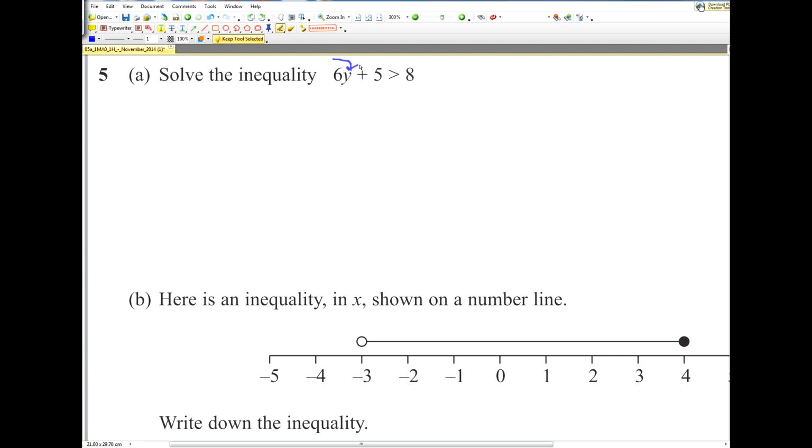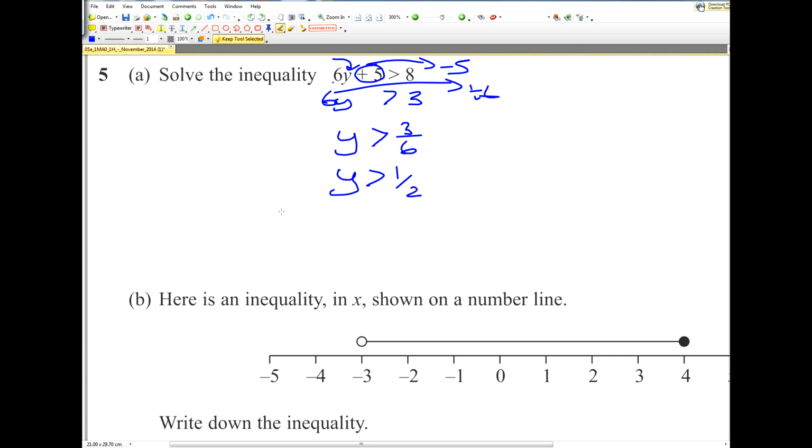So we start at the y. So the y has been what? The y has been multiplied by 6 and added by 5. First action, second action. Opposite of add 5 is? Minus 5. So 6y is greater than 3. So that should be the first one. Well done, Mr. Saad. That looks good. Now, opposite of times by 6 is? Divide by 6. So y is greater than 3 over 6. Y is greater than a half. So your answer should be like that.